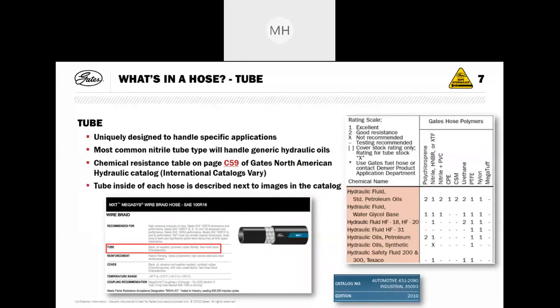As you can see, we have the MXT hose, and in there it tells us that the tube is a black oil-resistant synthetic rubber, which is nitrile. It's very handy if you have a customer coming in to use the chemical compatibility chart to ensure you're matching the correct hose liner with the correct fluid being conveyed.